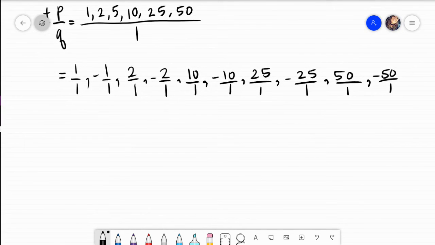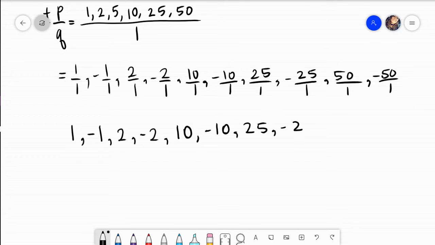I will get the list of all of my possible rational zeros. So what I get is 1, because 1 over 1 is 1. I get negative 1. I get 2. I get negative 2. I get 10. I get negative 10. See the pattern? Because our leading coefficient was 1, y'all, my possible rational zeros are the positive and negative values of all the factors of 50, because I'm just writing it over 1.